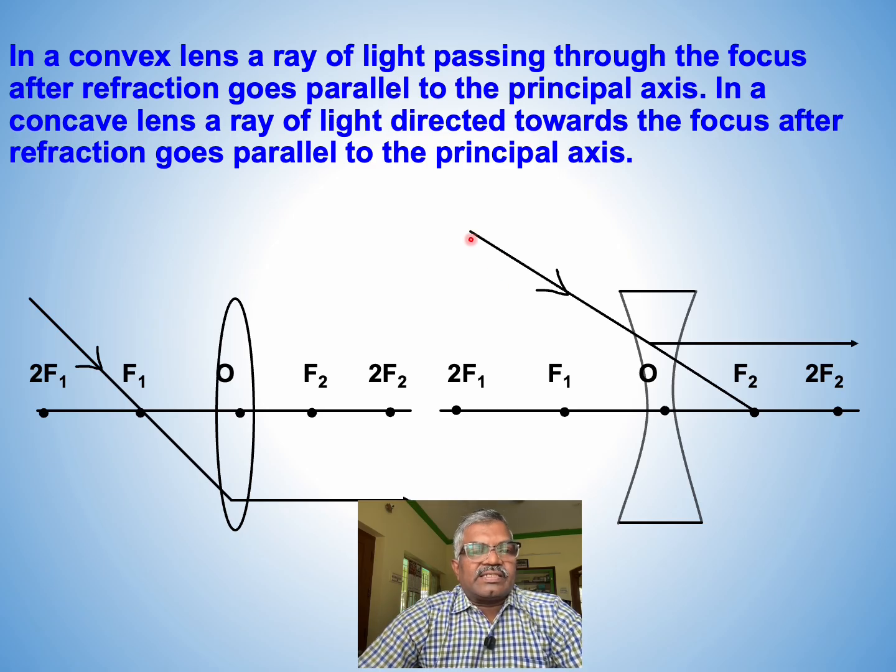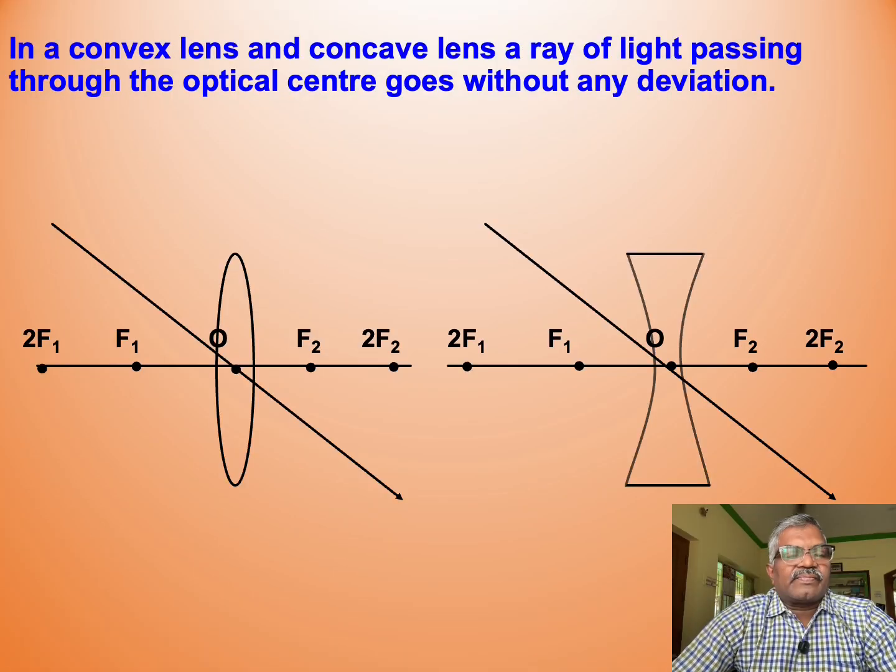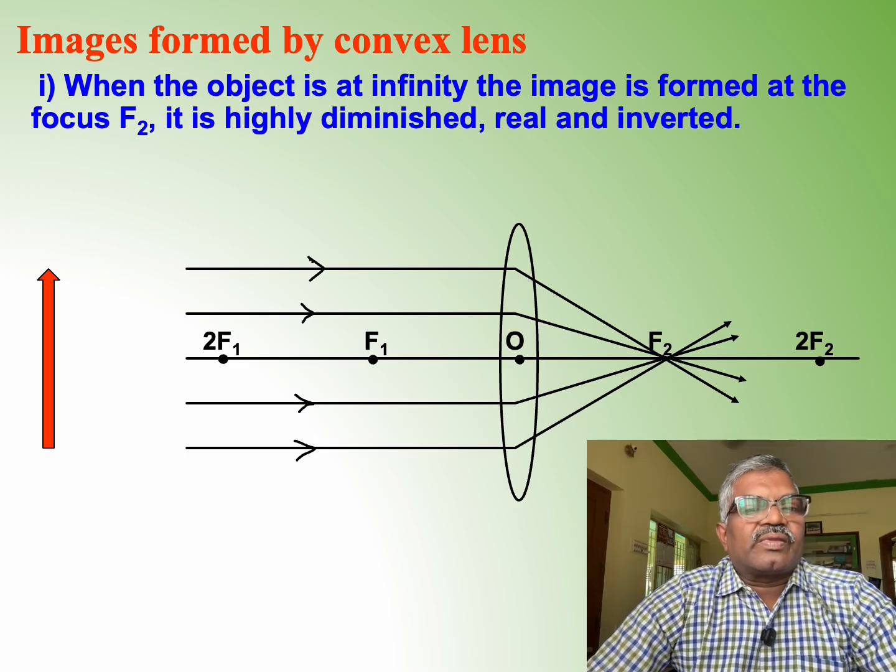In a concave lens, a ray of light directed towards the focus after refraction goes parallel to the principal axis. And in a convex lens and a concave lens, both are the same here: a ray which is passing through the optical center goes without any deviation. See the pointer here. So, without any deviation it will pass through.